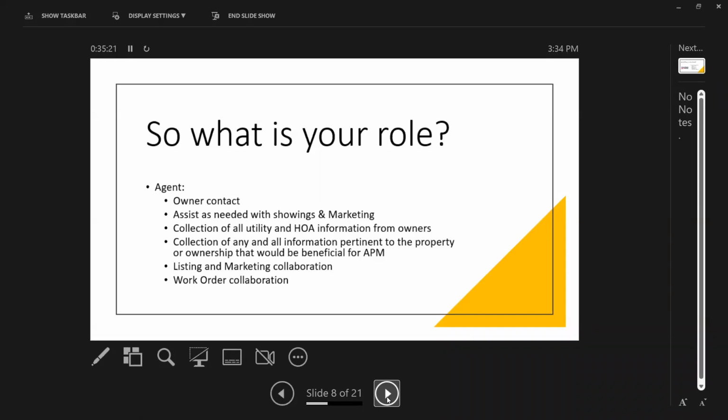Again, obtaining the information pertinent to the property from the owner, that's your job. All the HOA information, all of that good stuff, that's going to be your responsibility to collect. Now, even though AmeriTeam will take care of the rest, you'll still be expected to collaborate. If we need anything from you as far as setting up showings, assisting with the listing, an open house, helping out with the work order, as far as communication or collaboration, we may occasionally call on you, and it will be required for you to help out on that end as well.